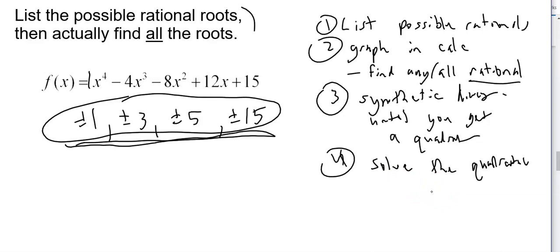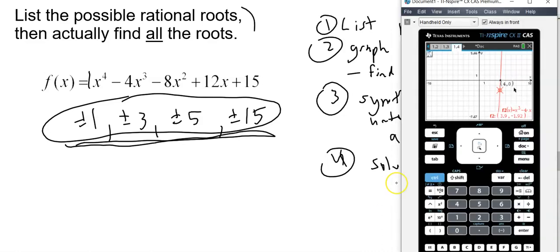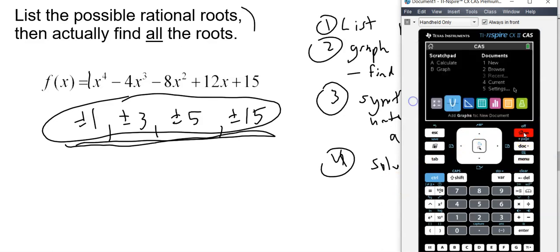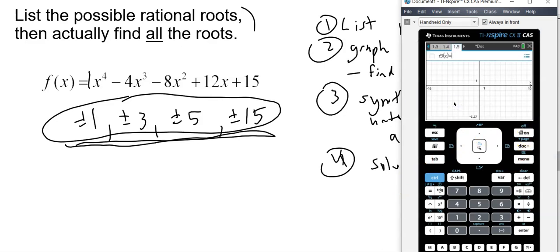So when I give you a problem on a quiz or test, if I give you fourth power, it's not going to be all nice rational solutions you can just get from the graph. You're going to have to work for 2 of them probably. So let's graph this one and see what happens. x to the 4th minus 4x to the 3rd minus 8x squared plus 12x plus 15.